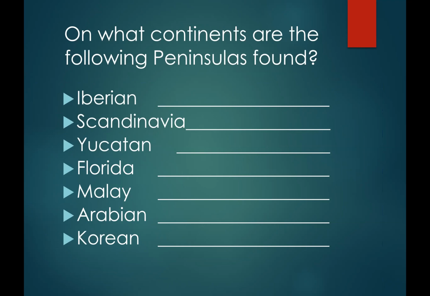Once you have finished writing the names of these peninsulas, if you have your atlas with you, you can begin to write the continents on which all of these peninsulas are located. If you do not have an atlas, do not worry about it. I am going to show a screen of the world map, and you are going to use that to assist you in answering or filling in that information.